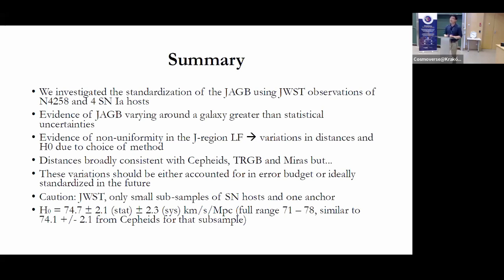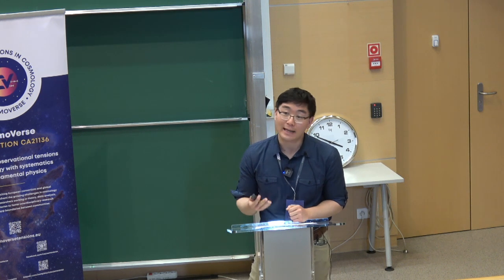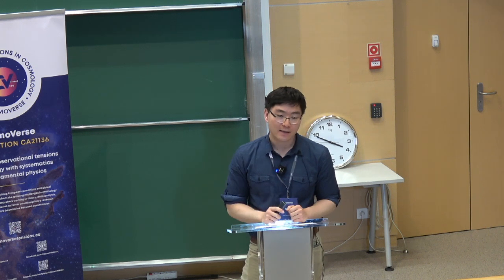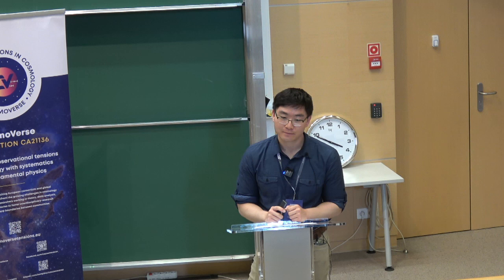But these variations really need to be either accounted for in the error budget or ideally standardized sometime in the future. Again, I do want to caution that with JWST, we really have a very limited subsample, and only one anchor to work with, NGC 4258. The H0 we find here is 74.7, but again, we have a full range of 71 to 78.